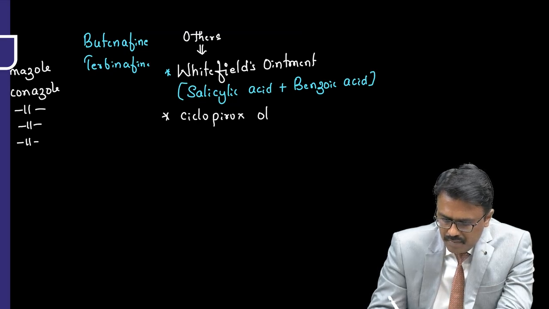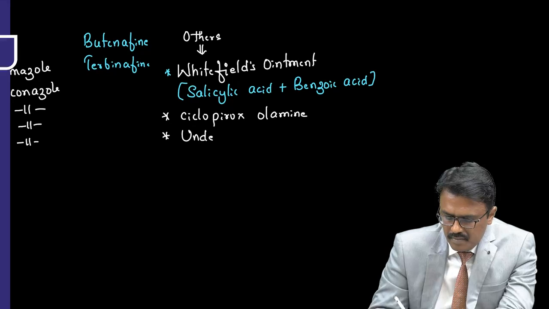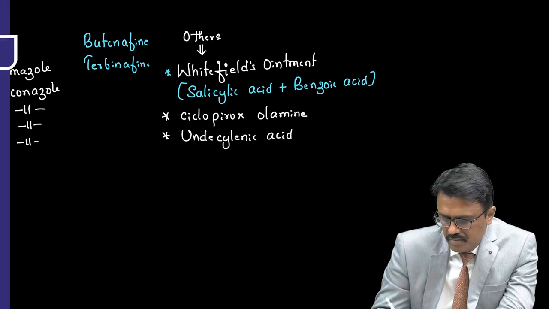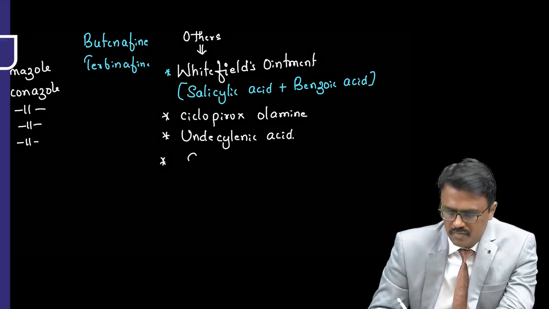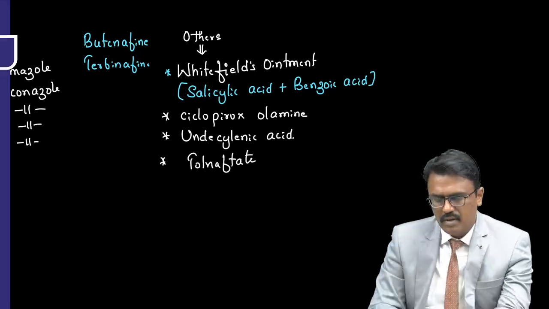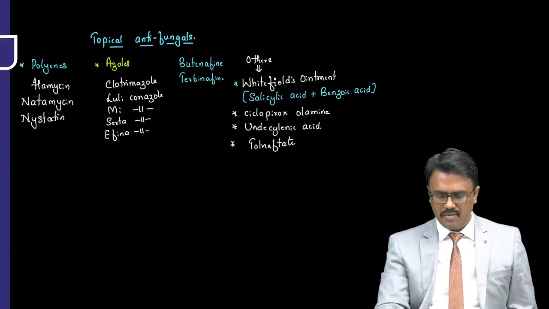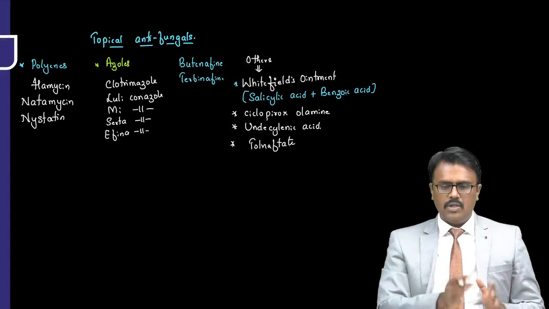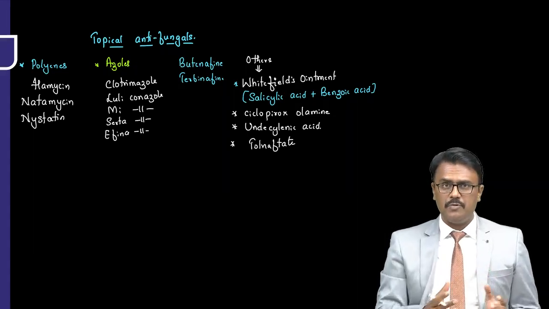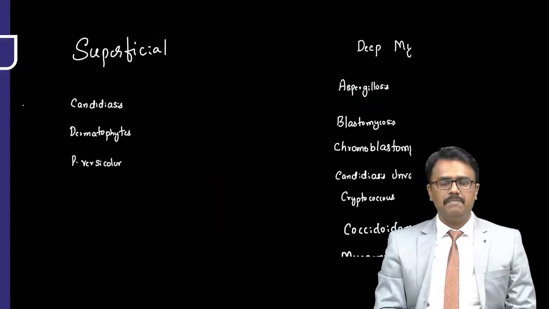ciclopirox olamine. Then we have undecylenic acid. And then we have tolnaftate. So these are the topical antifungals we use in treatment of the fungal infections. So once I know this, it's important we know the drugs of choice for certain conditions. So we'll take that and discuss it. Okay, we'll start from here.